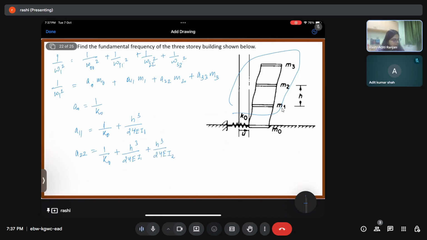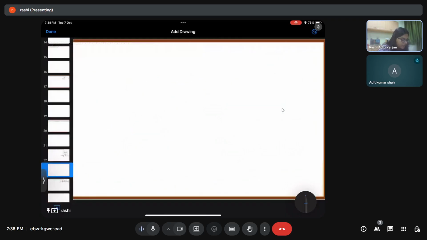Okay. Similarly, A33 is going to be what? 1 by K naught plus H cube by 24 EI1 plus H cube by 24 EI2 plus H cube by 24 EI3. These are going to be the contributions of A naught, A11, A22, and A33. Now, what do we have to do? We have to just sum it up, right? After multiplying with the corresponding mass.